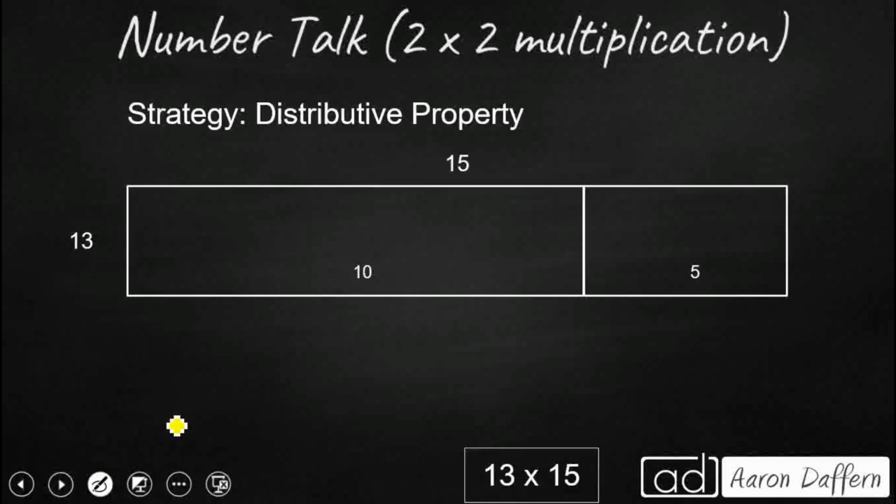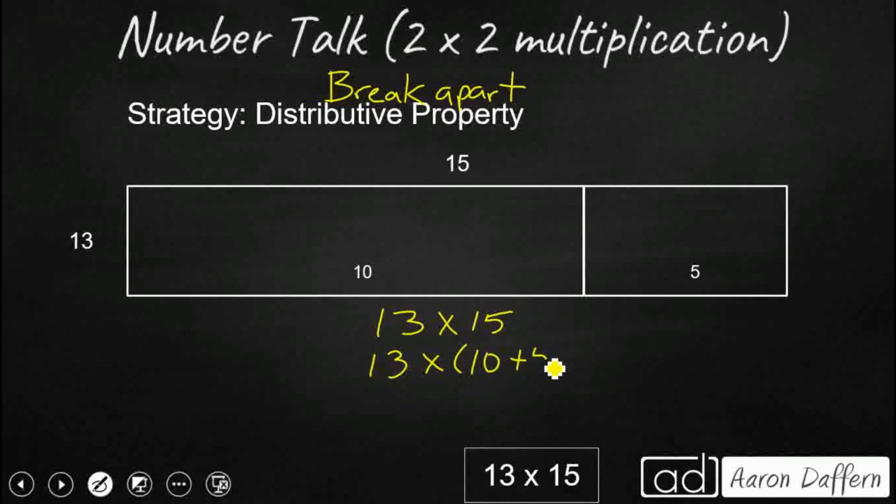So 13 times 15, when in doubt, we could always use the distributive property when we're doing a 2 by 2 multiplication to break apart one of our factors. So let's take our 15 and break it apart into a 10 and a 5. That's just going to make us view that 15 as expanded form. So instead of multiplying 13 by 15, we're going to multiply it by 10 and by 5 and add up those two partial products. That's what the distributive property does for us. And so we can turn this into two simpler problems.